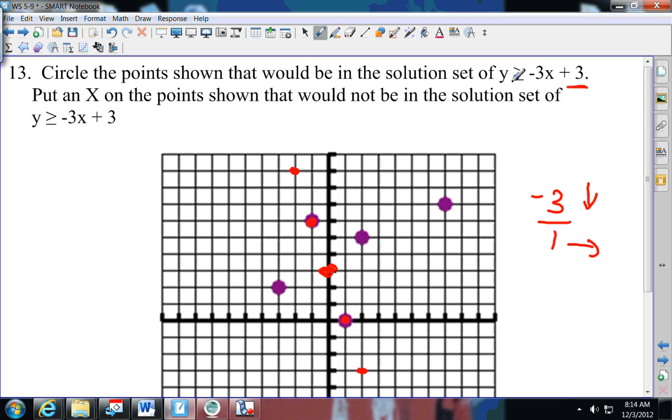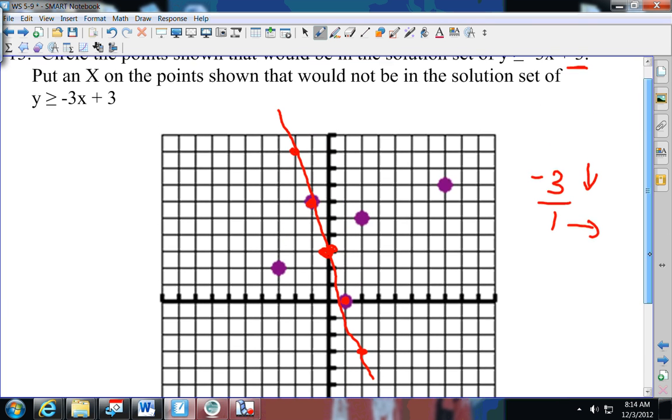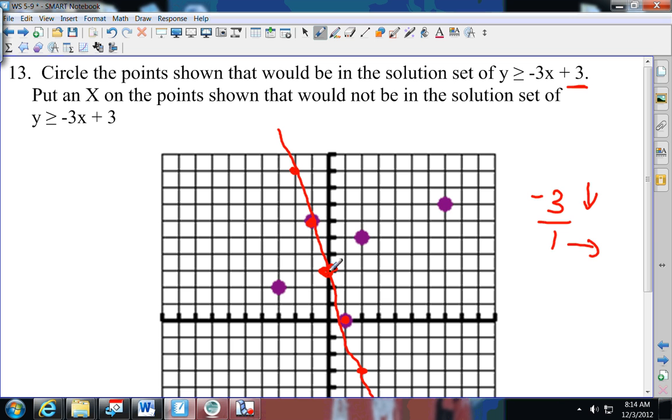It says equal to. So I'm going to draw a solid line. Do I have any points down there? No. Okay. It is greater than. So as I start here and I shade above, the shading is all up here above the line. But the instruction says to put an X. It says circle the points that would be a solution. So let's start there. Circle the points. So this would be a solution because it's equal to. So is this one. Circle the ones that will. Put an X on the ones that are not in the solution set.